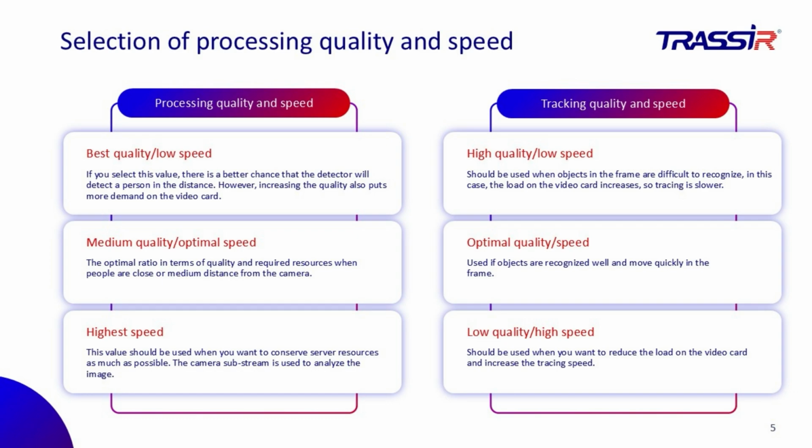Tracking quality and speed settings also have 3 types of operation. High quality, low speed. It should be used when objects in the frame are difficult to recognize, while increasing the load on the video card, so tracing is slower. Optimal quality speed. It is used if objects are recognized well and move quickly in the frame. Low quality, high speed. It should be used when it is necessary to reduce the load on the video card and increase the tracing speed.